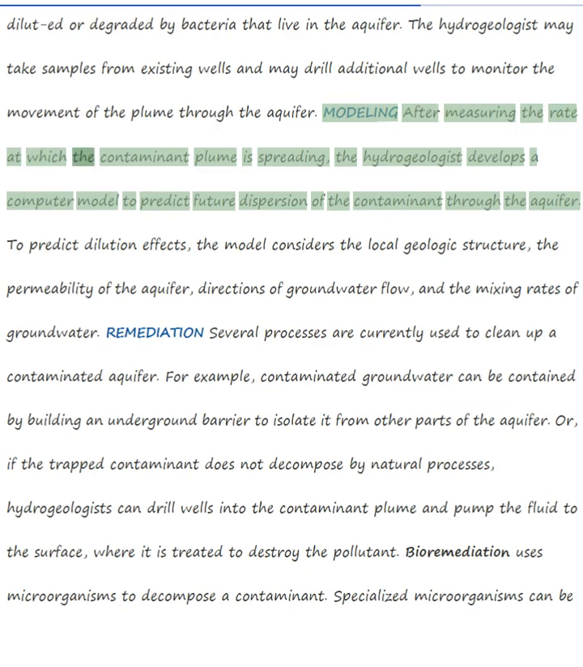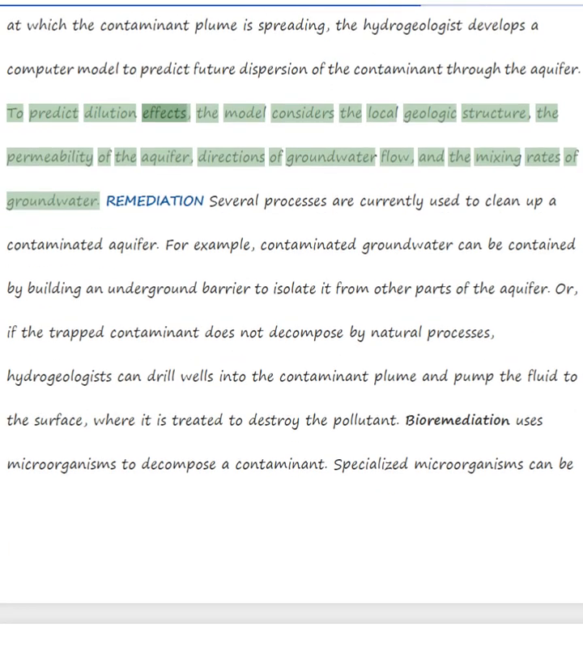Modeling. After measuring the rate at which the contaminant plume is spreading, the hydrogeologist develops a computer model to predict future dispersion of the contaminant through the aquifer. To predict dilution effects, the model considers the local geologic structure, the permeability of the aquifer, directions of groundwater flow, and the mixing rates of groundwater.